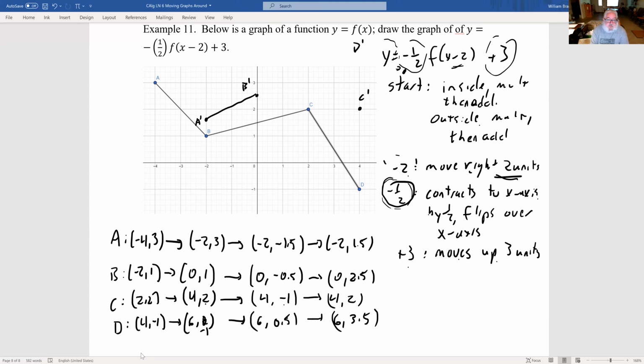So what's my new graph look like? Well, now we just connect everything with lines because it was a linear graph to start with. And there's the new graph.